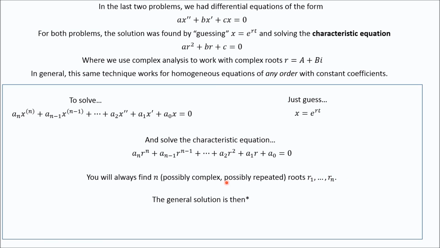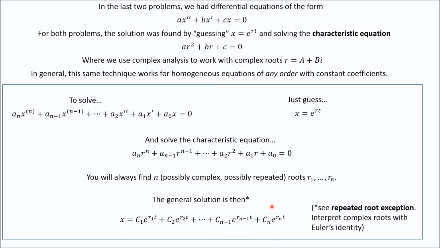If you have these roots R1 through Rn, then your general solution is always just going to be the arbitrary linear combinations of those n solutions e to the RT. So this is the general solution. Only there's an asterisk here, and the asterisk is that you have to do something a little bit different if you have repeated roots. We haven't looked at that yet. And the other thing is that you have to interpret complex roots with Euler's identity. But besides these two little hiccups, this is how you solve such equations.